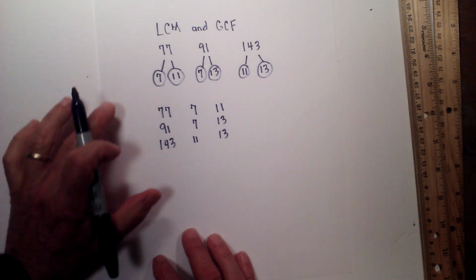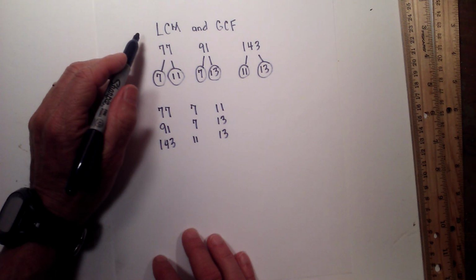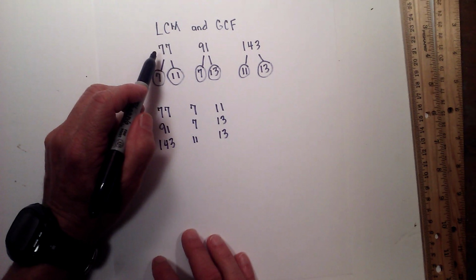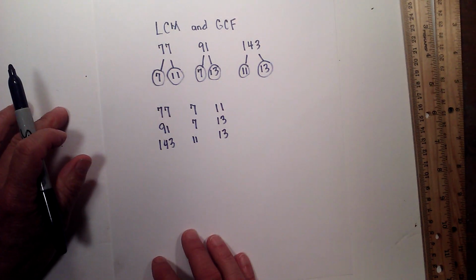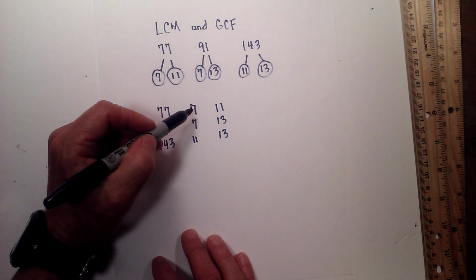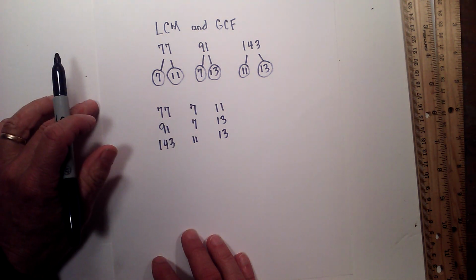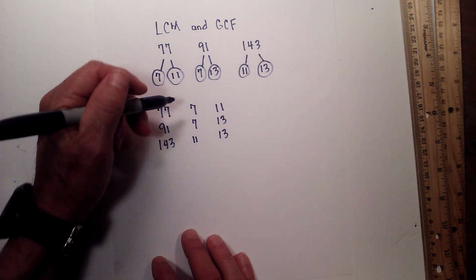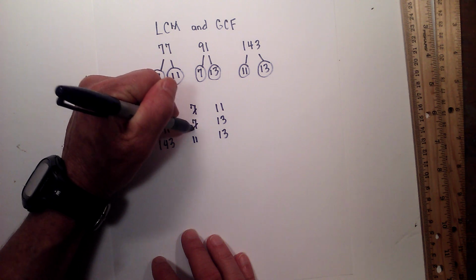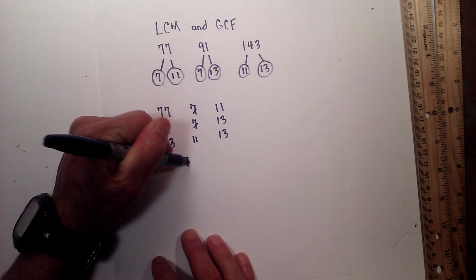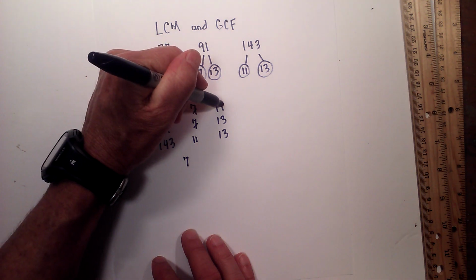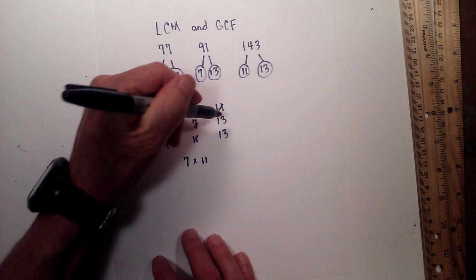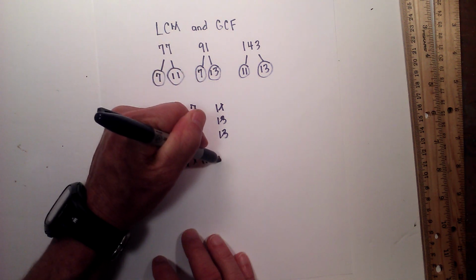Okay? So now to find the LCM, which is the largest multiple of all three numbers, that is divisible by all three numbers evenly, I just basically multiply all of the prime factors together, except if they're found in more than one number, only multiply them once. So 7 is found in two of the numbers, so I will only multiply it once. And then 11 is found in two of them, so I will multiply it once. And then 13 is found in two of them.